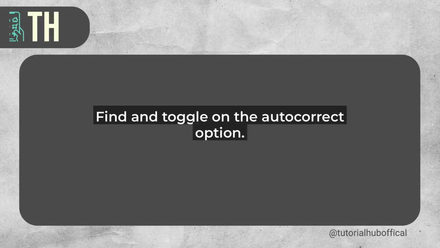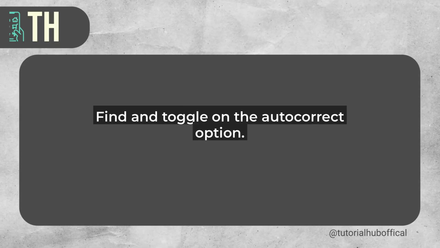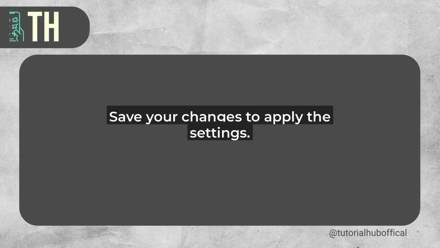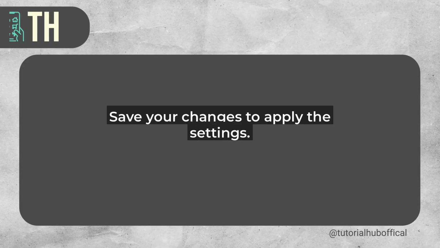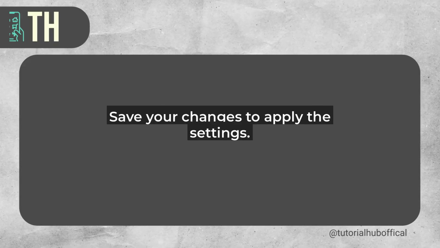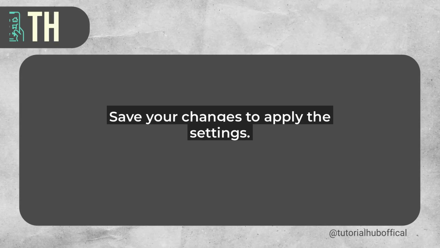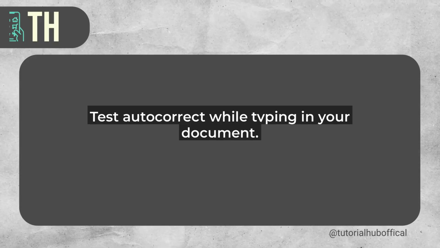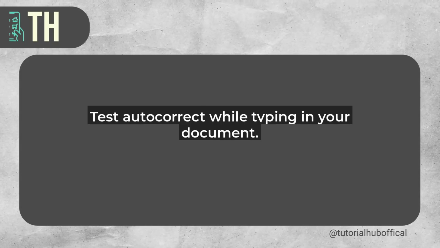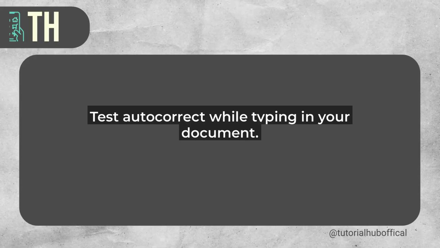Easy as that. After enabling autocorrect, you might want to explore additional settings, like ignoring certain words or customizing the language. Don't forget to save your changes by clicking OK or Apply. Now, as you type in your document, Google Docs will automatically correct common mistakes. Pro tip: if autocorrect isn't working, double-check your browser settings or ensure you're using the latest version of Google Docs, as updates can sometimes affect features.